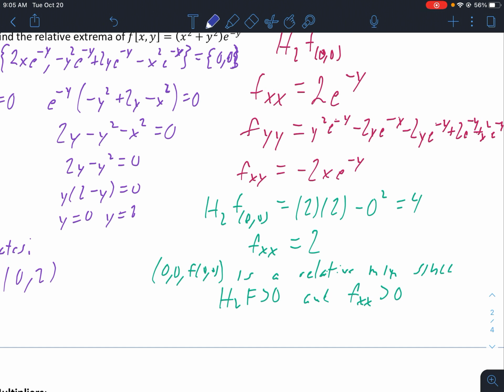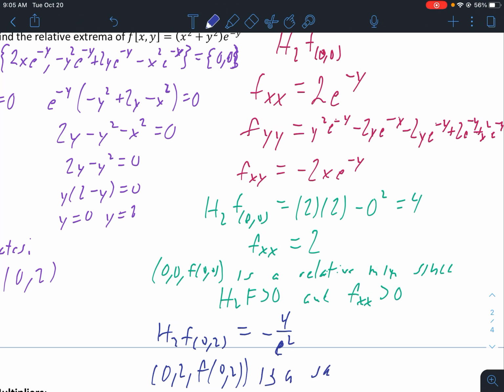Okay, and then we're going to do the same thing here at (0, 2). I'm not going to go through all the work for that. You can do that on your own, but the numeric answer you get is this, which is obviously negative. So you don't really need to go through the process of checking the second partial derivative. As soon as the Hessian is negative, you know that this point is a saddle point, because the Hessian is negative.